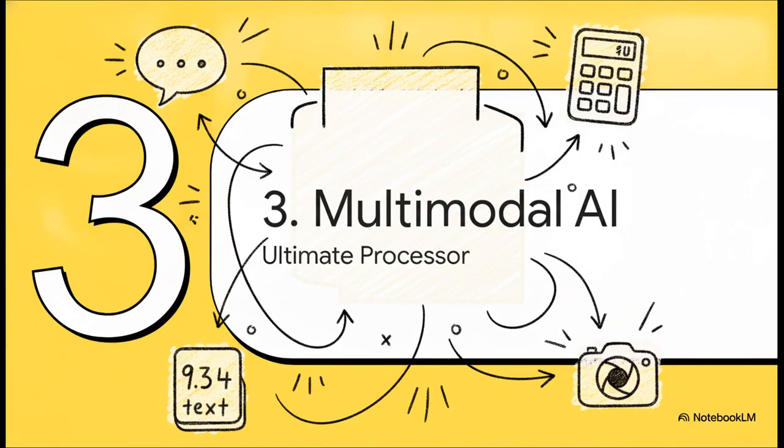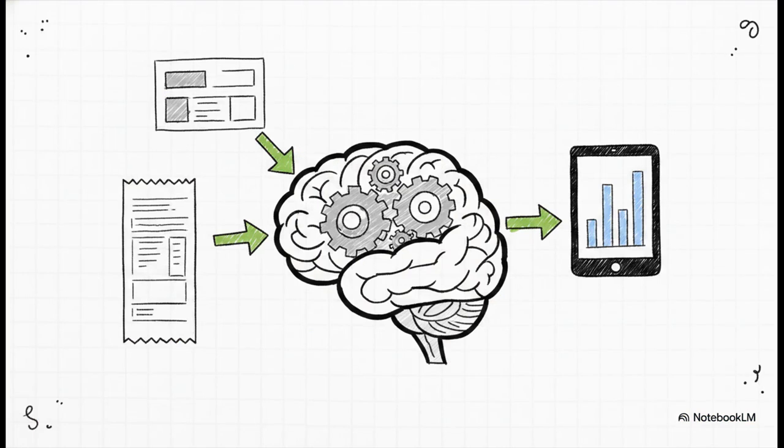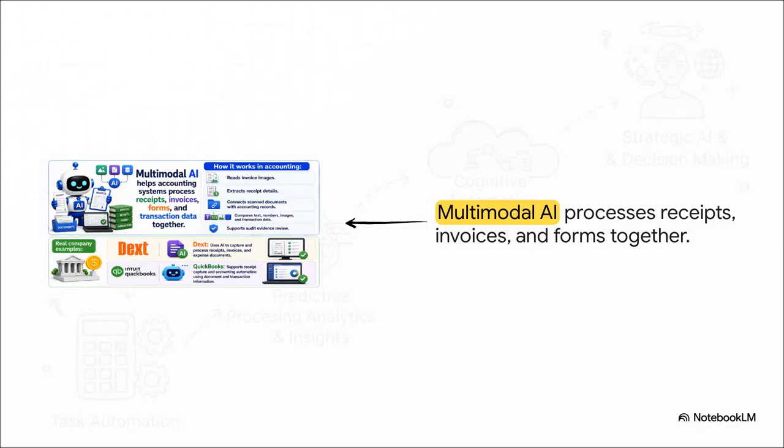Tier 3, multimodal AI, the ultimate processor. This tier is literally a game changer because it can simultaneously see and understand entirely different types of documents to extract and compare vital audit evidence. It processes receipts, invoices, and transaction data together, totally seamlessly. Companies like Dext and QuickBooks use multimodal AI to read unstructured invoice images, extract receipt details, and then automatically connect those physical documents with your digital records. It completely eliminates the absolute pain of manually typing data from a crumpled coffee receipt into an expense system.